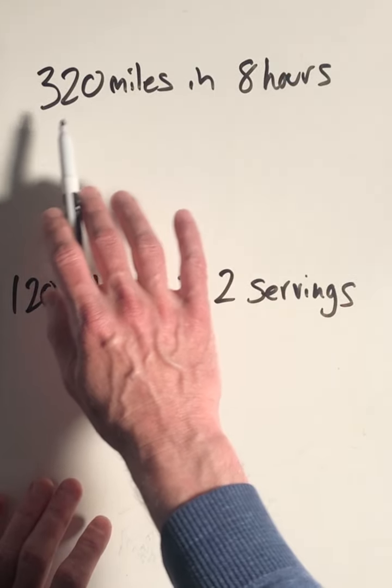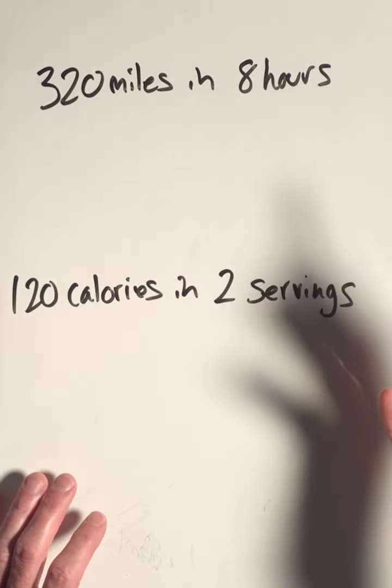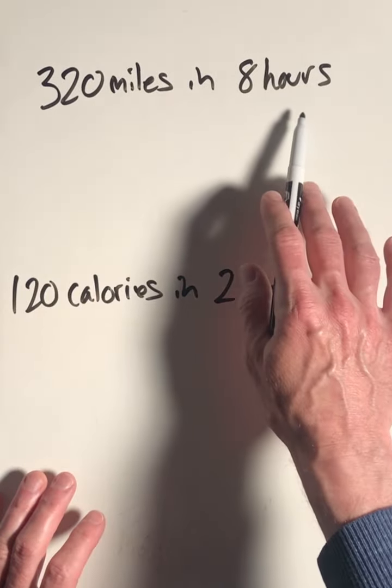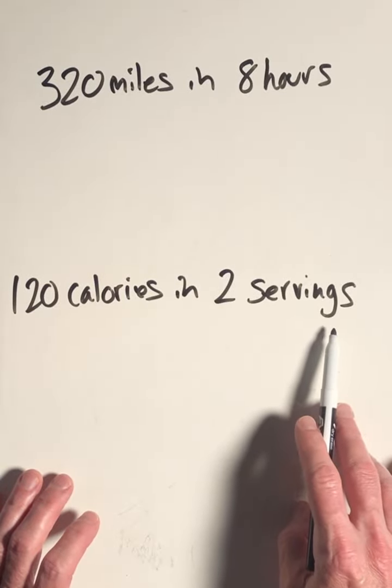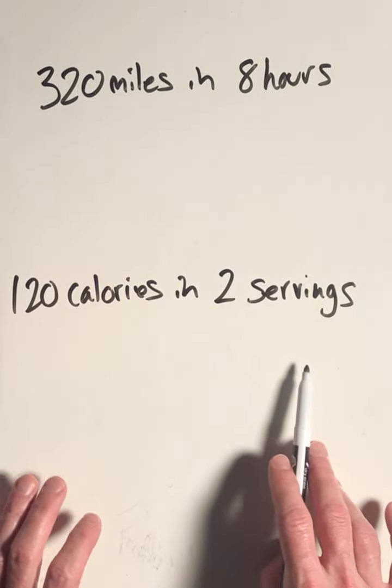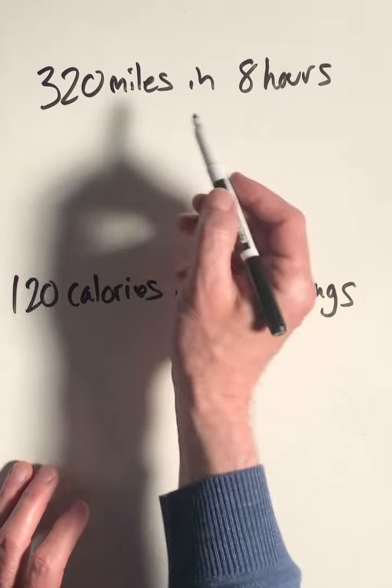So although we have 320 miles in 8 hours, we want to know how many miles there are in 1 hour. Because we have 120 calories in 2 servings, we want to find out how many calories are in 1 serving. So the idea is to just do what we've been doing.